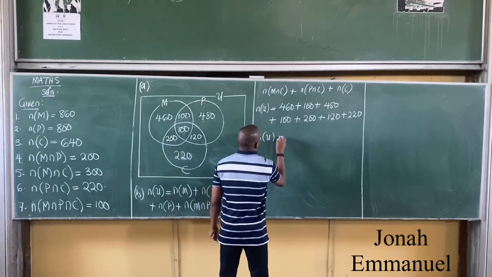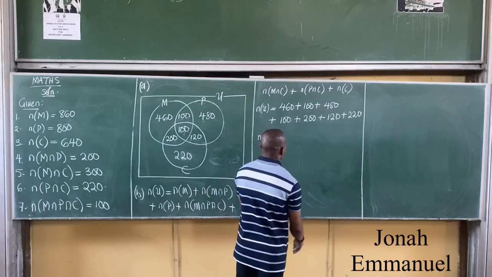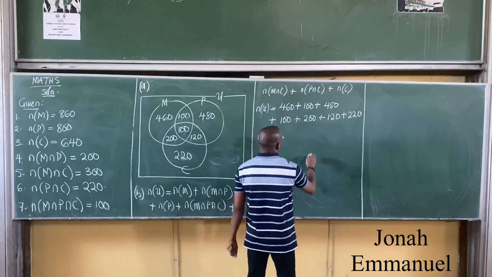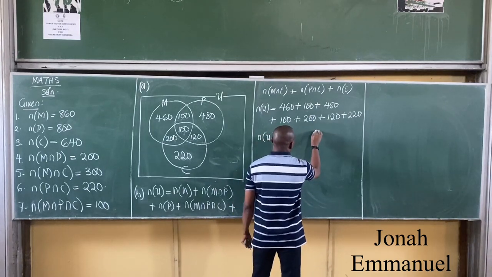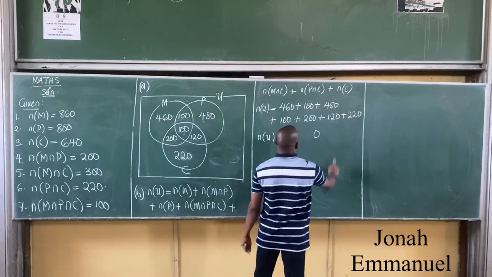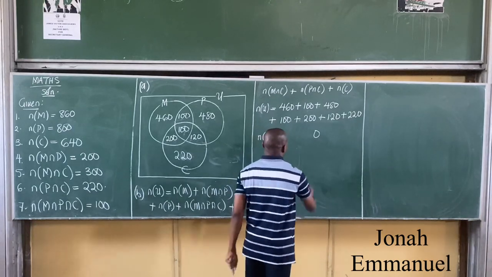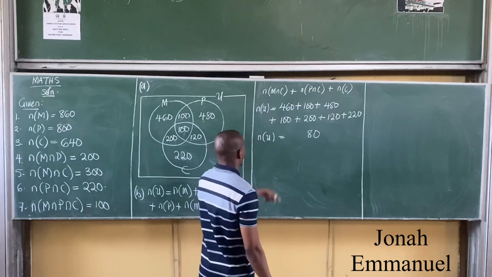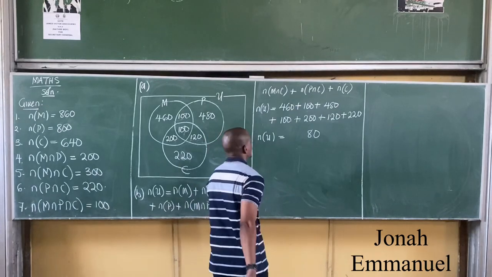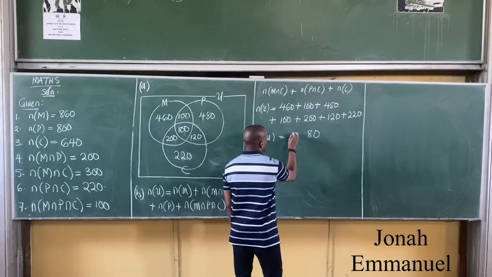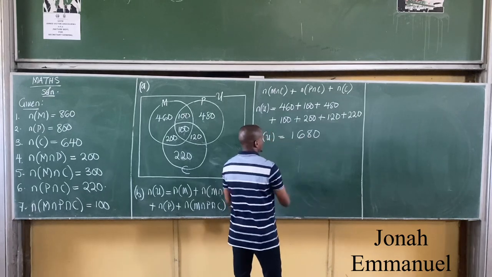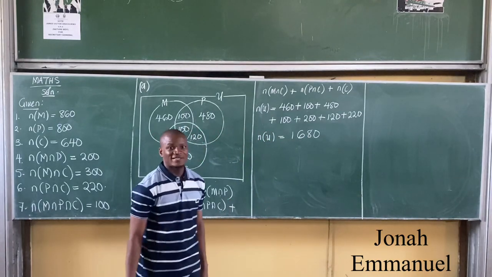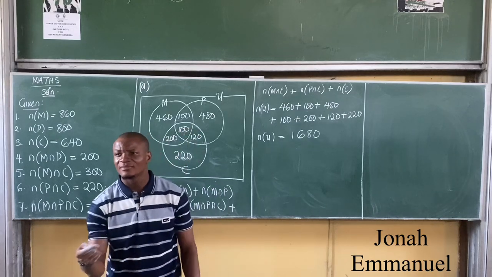N of U is equal to what do you get? Zero, this is 4, this 10 is 8, carry 1, 2, 3, 4, 5, 6, this is what? 1680. Alright, so I'm having this. We are asking, they ask what there, how many what?